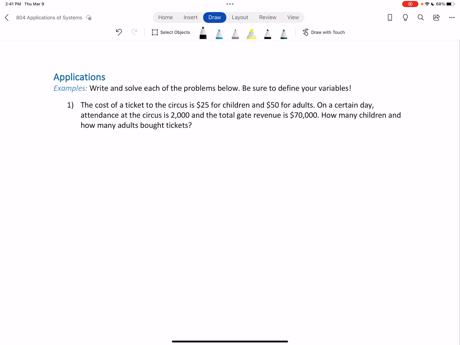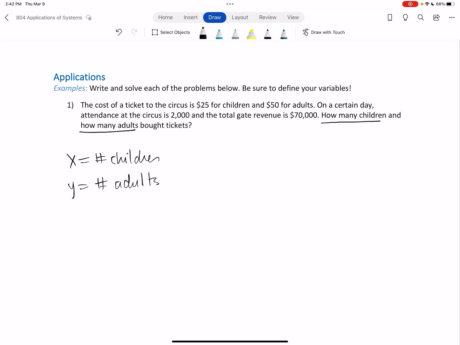The cost of a ticket to the circus is $25 for children and $50 for adults. On a certain day, attendance at the circus is 2,000 people, and the total revenue is $70,000. How many children and how many adults bought tickets? That's what our variables are going to represent. X is going to be the number of children, and Y is going to be the number of adults.